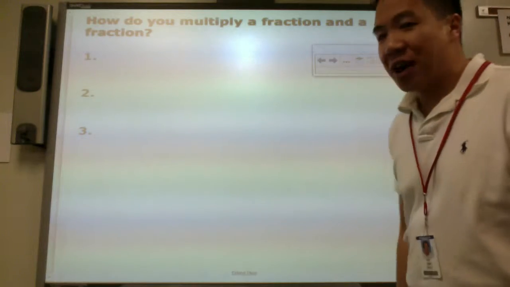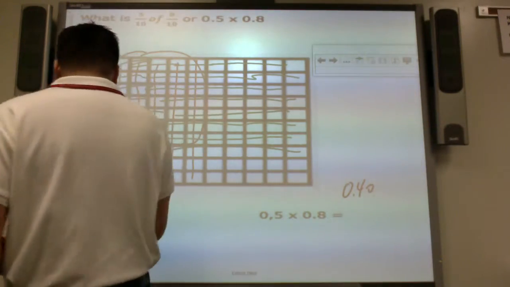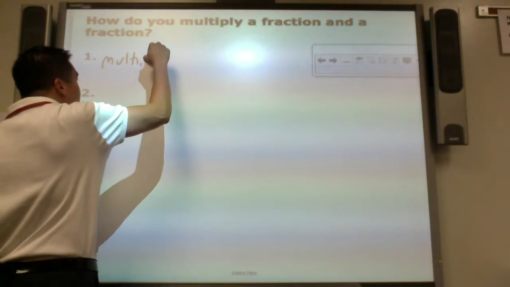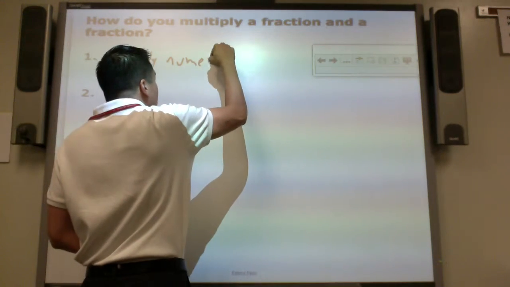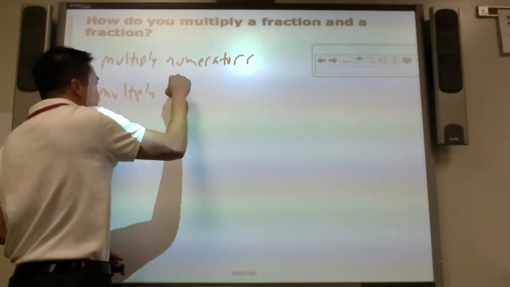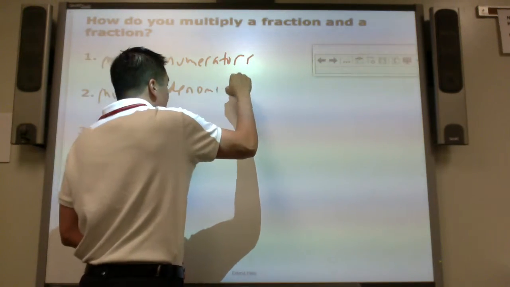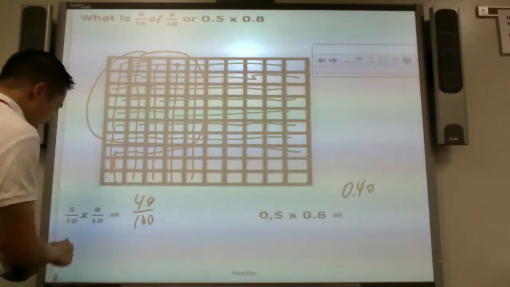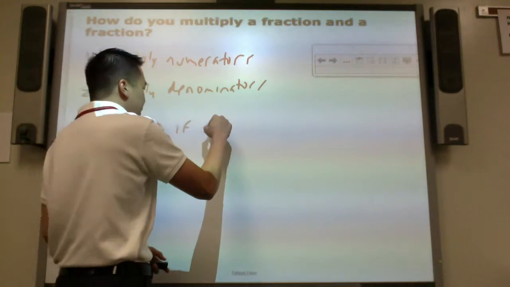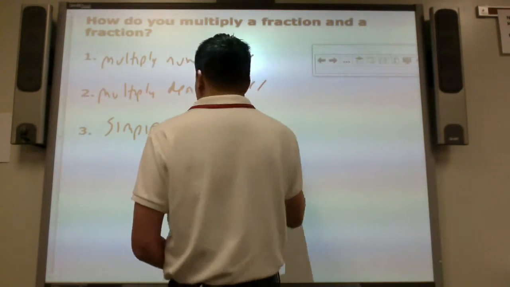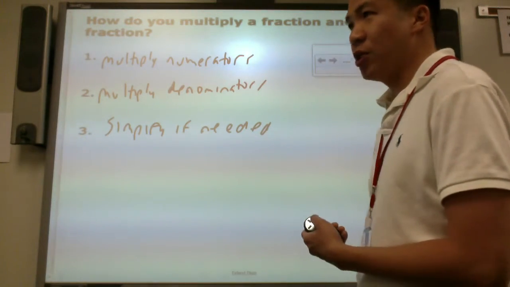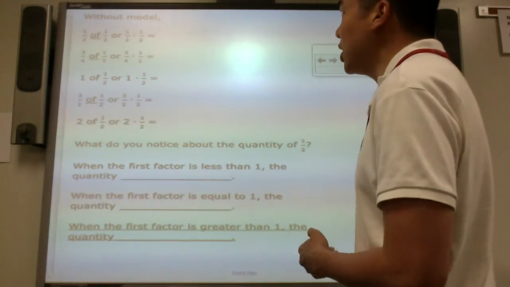So how do you multiply a fraction of a fraction? From what I could tell, you multiply the numerators, and then you multiply the denominators. Yep. And then you simplify if needed. There's nothing wrong with doing pictures. However, writing equations and solving an equation is more efficient. So let's practice some more.